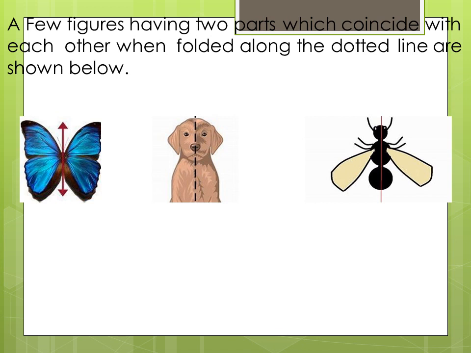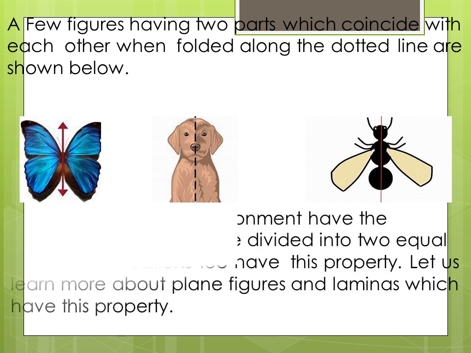If you take the picture of the dog and fold it along the dotted line, I think you can get two pieces which coincide. And it's the same for the insect. If you take the image, take a printout and try this, just fold it along the dotted line, and you can get two pieces which will definitely coincide.